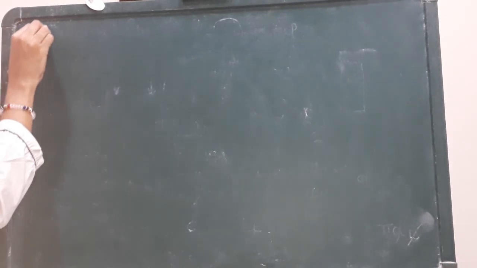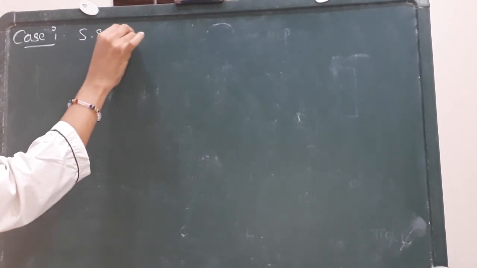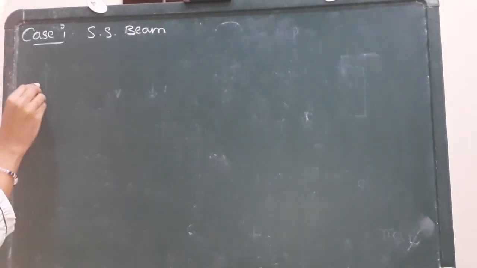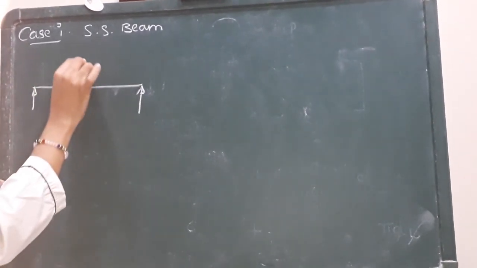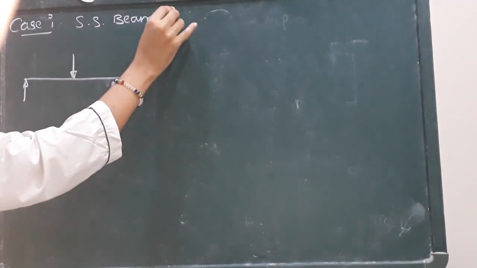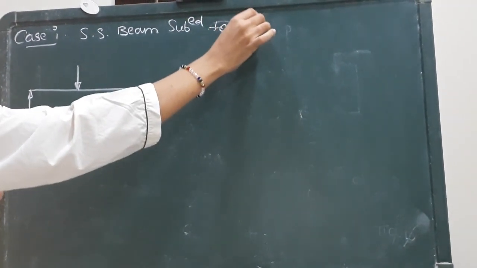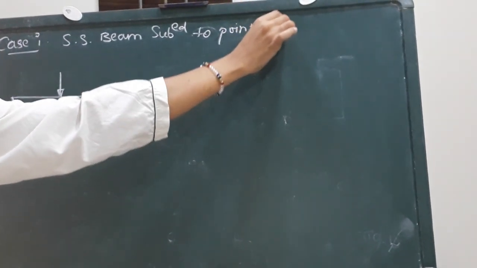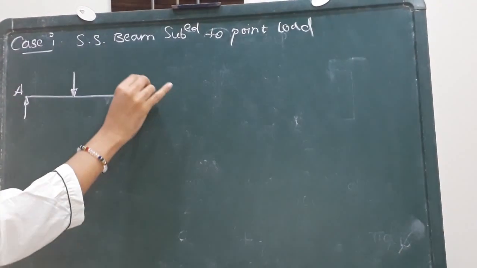Say case 1. In case 1, I am dealing with a simply supported beam, which is subjected to point load only, right? So my first case is a simply supported beam subjected to point load. Now suppose this one is a beam, say point A, point B.